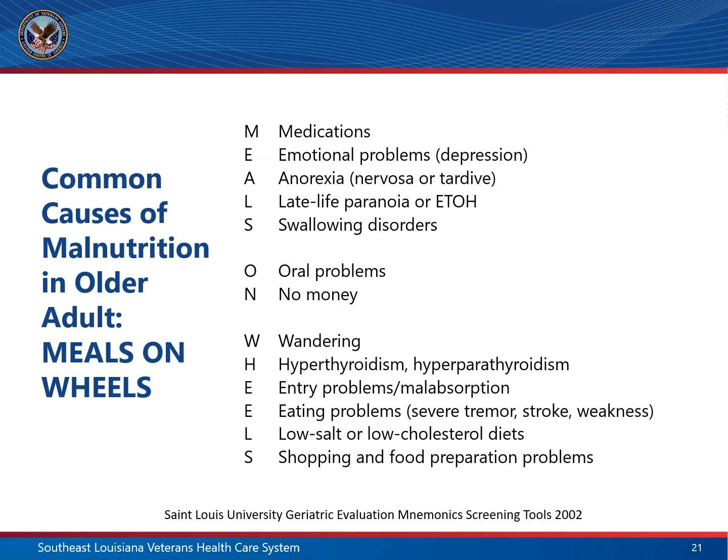H is for hyperthyroidism or hyperparathyroidism. E is for entry problems or malabsorption. Either they can't get the food into their mouth or chew it, or they're not absorbing anymore. E is for eating problems. These are the people with severe tremors, stroke, weakness, where they can't get the utensils in, cut their food, or get it to their mouth.